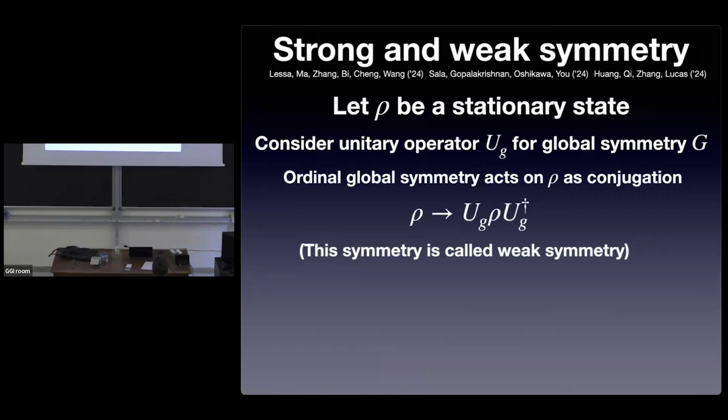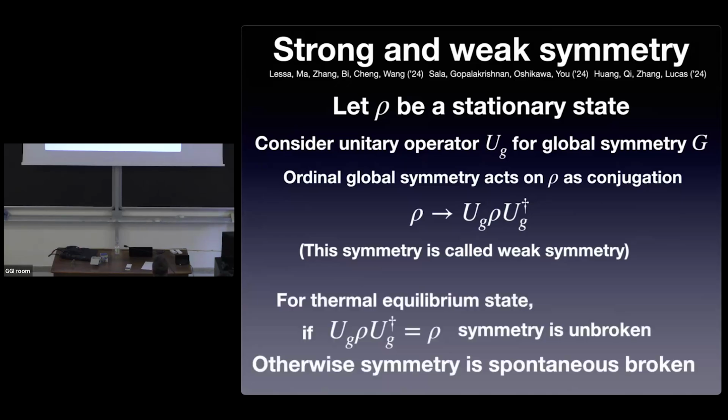In this talk, this symmetry is called the weak symmetry. This is the ordinary one. For a thermal state, the vacuum, or any equilibrium state, if this transformation gives back the original state, then that symmetry is unbroken. Otherwise, we can say this is a spontaneously broken state. This is the ordinary symmetry breaking classification.